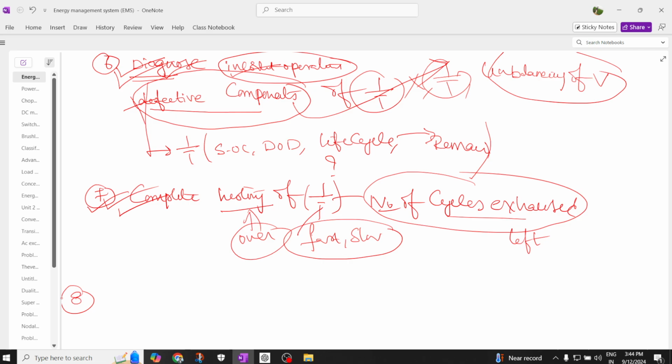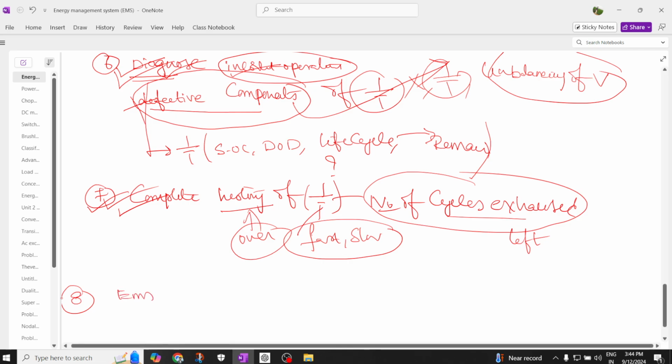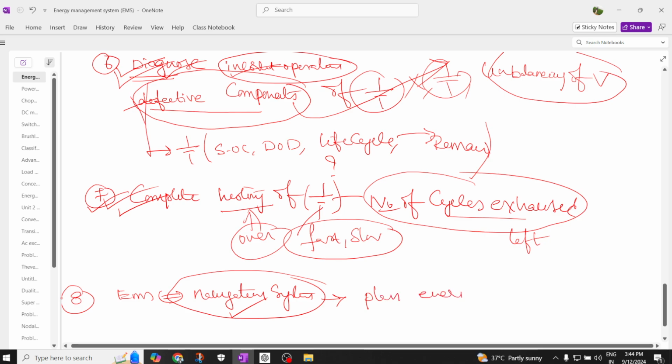And this energy management system is sometimes coupled with our GPS, which is nothing but the navigation system. When you have this IoT-based setup, our energy management system is synchronized with this navigation system. If you have this kind of operation, we can plan our journey in energy efficient routes.